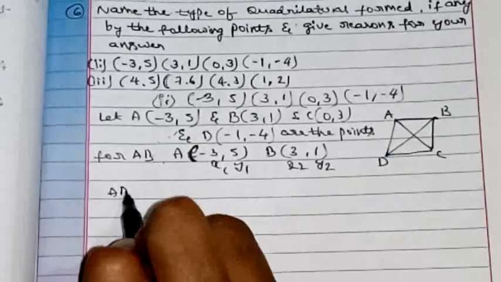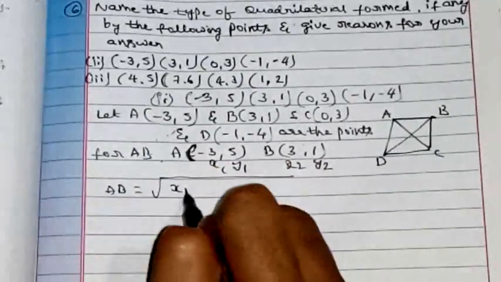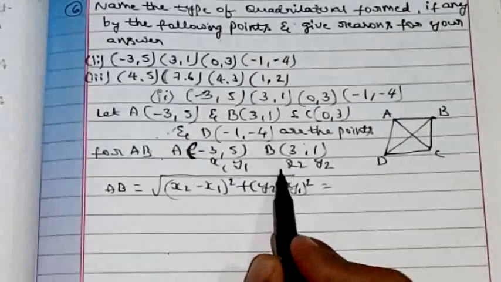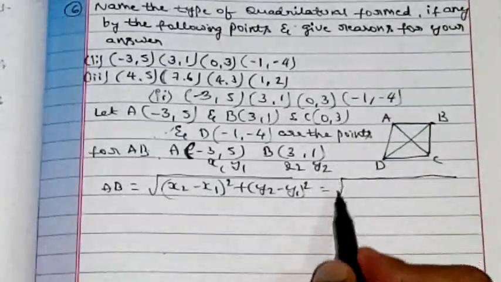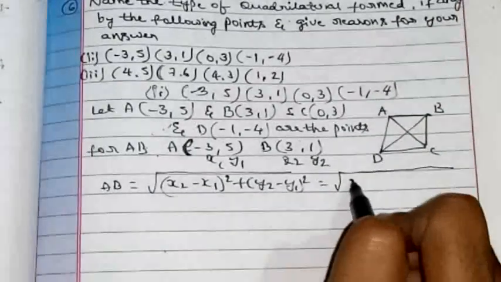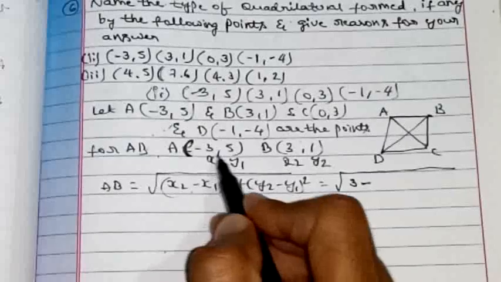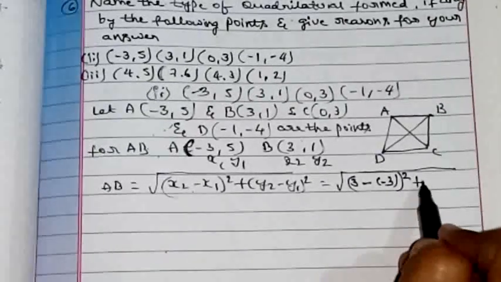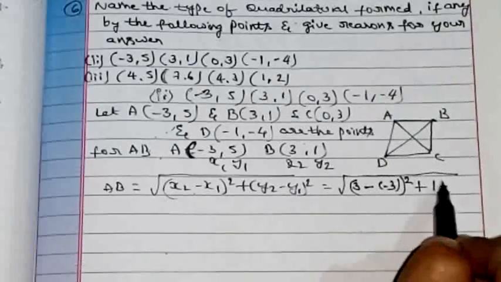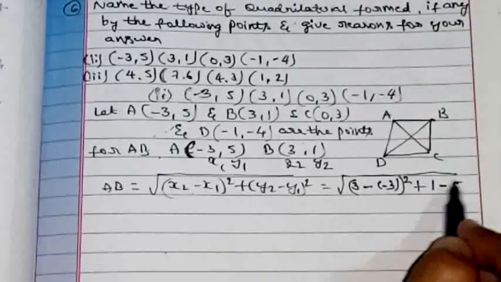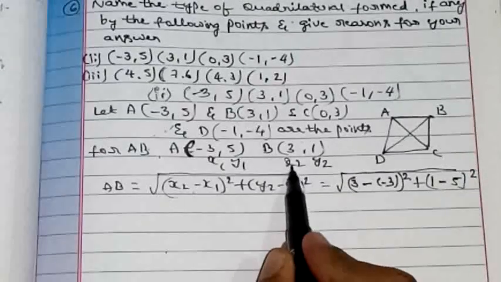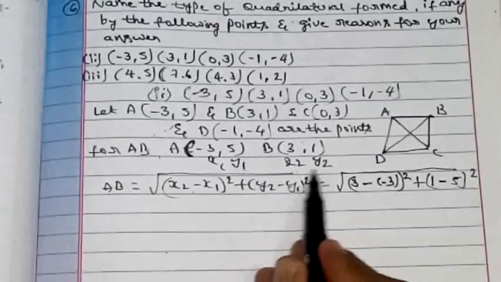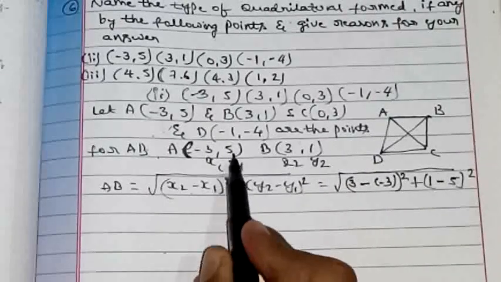So AB equals square root of (x2 minus x1) whole square plus (y2 minus y1) whole square. Now you have the values, right? Just apply this. Square root of, what is x2 here? x2 is 3. Here minus is there, so minus, what is x1? x1 is -3, so minus of -3 whole square, plus, what is y2? y2 is 1 minus, what is y1? 5 whole square. Let me say again, x2 is 3 minus x1 is -3, so minus of -3 whole square plus y2 is 1 minus y1 is 5 whole square.